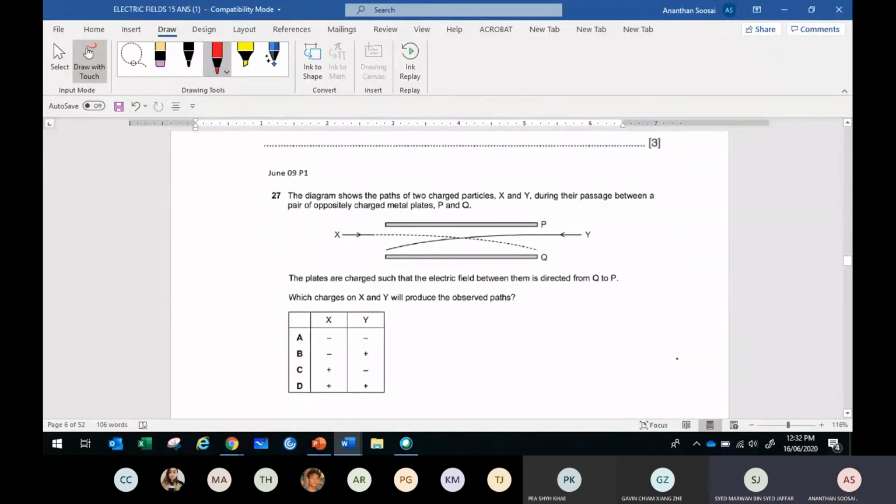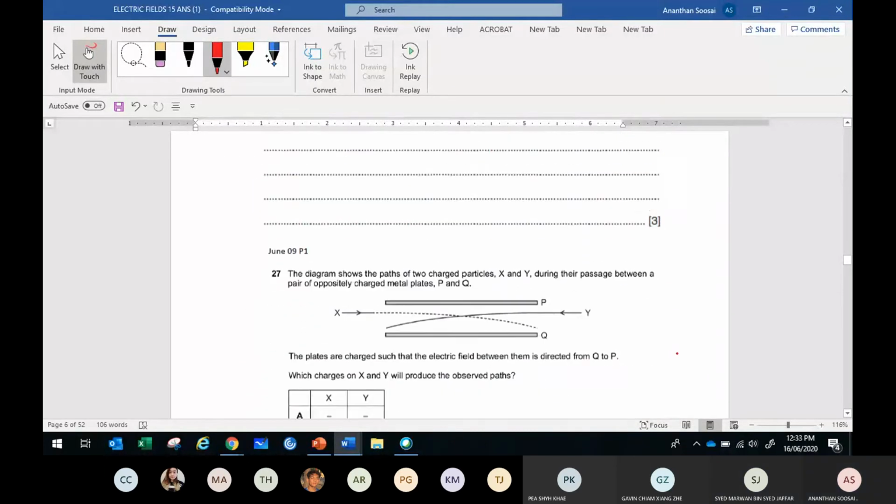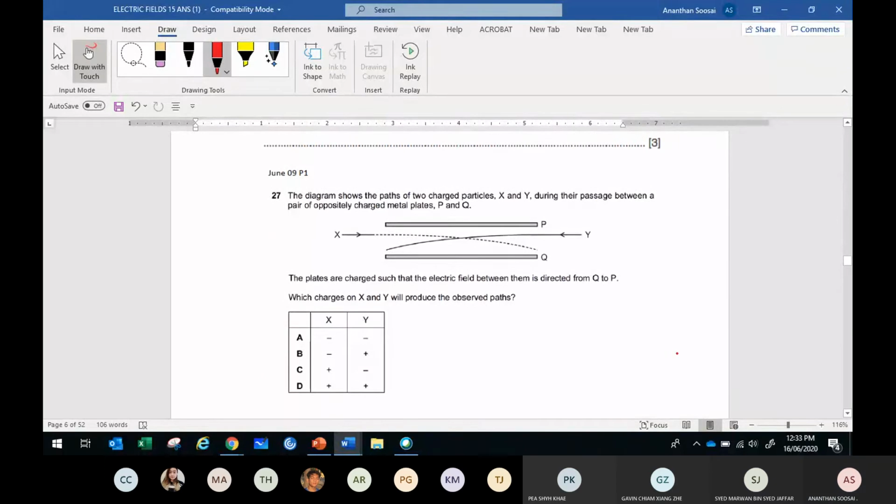Okay. Yeah, this question. Page, what page is this? Page 25. 209, paper 1. Question 27.